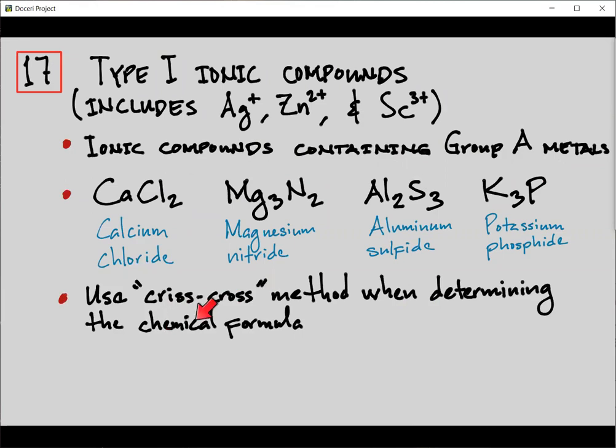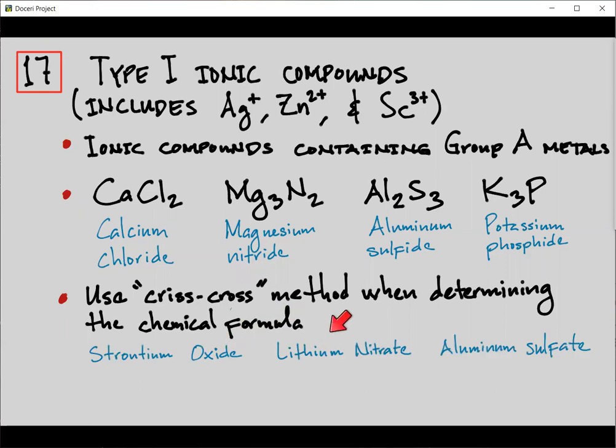All right, and whenever you're determining the chemical formula from a given chemical name, you can use the crisscross method. So here's a few examples. We have strontium oxide, lithium nitrate, and aluminum sulfate. So the first thing that you want to do here is determine the symbol of the element and its charge, and then perform the crisscross.